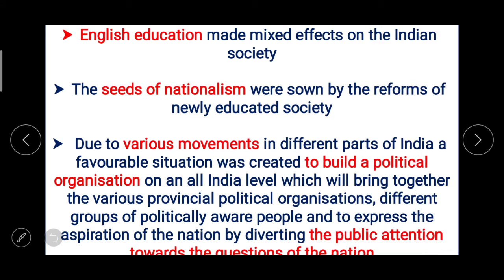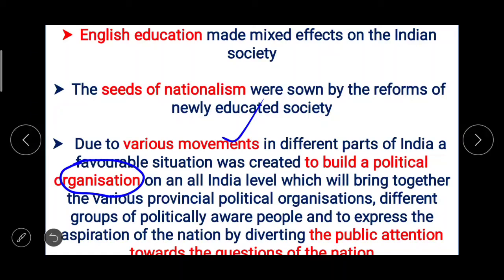English education made mixed effects on the Indian society, and the seeds of nationalism were sown by the reforms of the newly educated society. The concept of nationalism was there in the society, and it was because of the English education, we can say, due to various movements in the different parts of India. A favorable situation was created to build a political organization on an all India level, which would bring together the various provincial political organizations, different groups of politically aware people, and express the aspiration of the nation by diverting the public attention towards the questions of the nation.